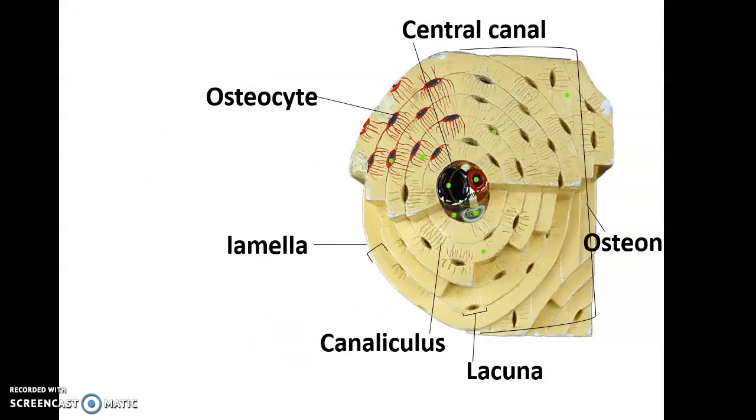Here is the compact bone model. And when we look at it, we can see the central canal. The entire structure here is an osteon. Each layer of bone tissue is a lamella. So there's a lamella, there's a lamella, there's a lamella. The little open spaces are called lacunae. And those open spaces are where you'll find osteocytes. So these angry red eyes are osteocytes.